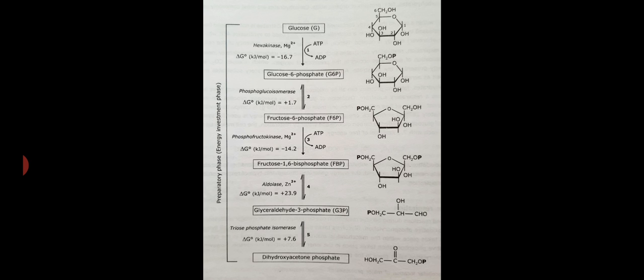Step 5 involves the isomerization of dihydroxyacetone phosphate to form glyceraldehyde 3-phosphate by the enzyme triose phosphate isomerase.